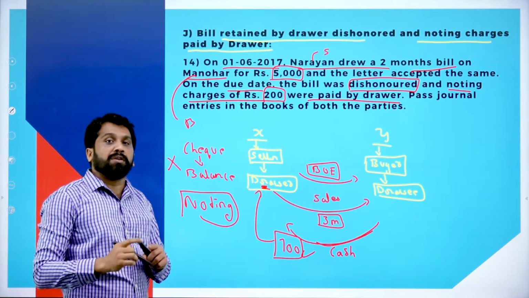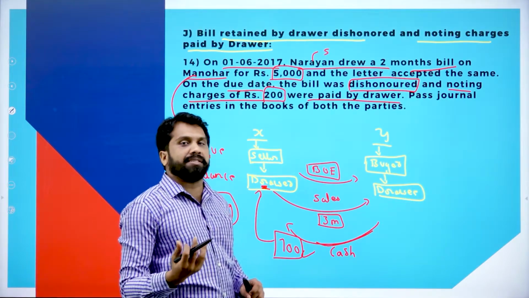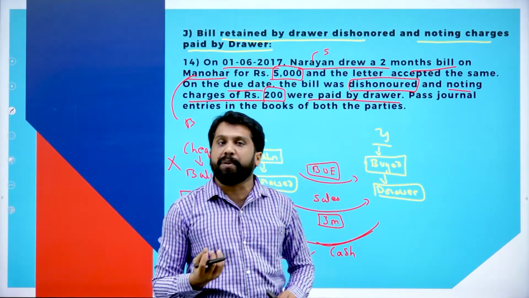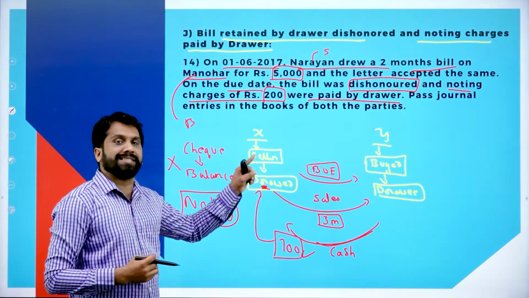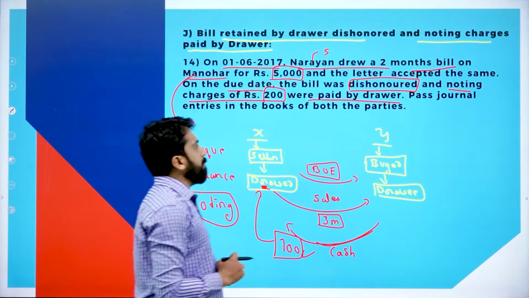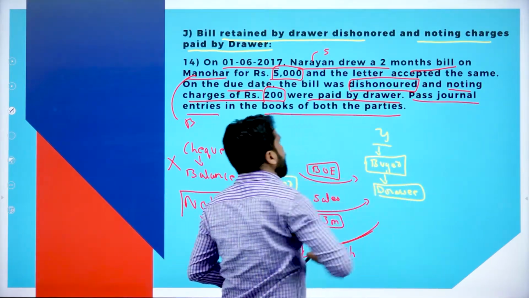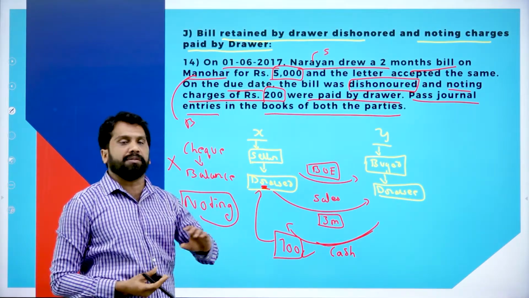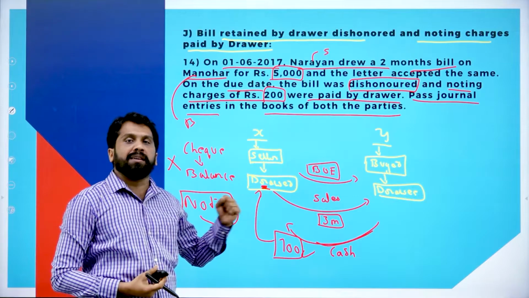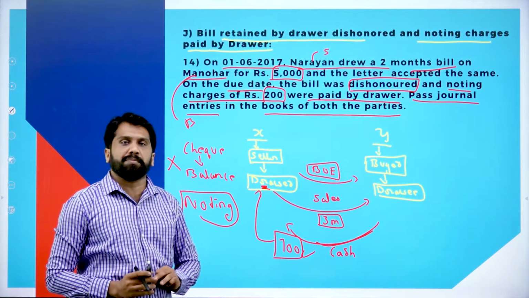As I told you, who is the drawer? Drawer means seller. Whatever charges happen for non-availability of balance have to be paid by whom? Drawer. The owner itself has to pay. Now, pass journal entries in the books of both the parties. You need not do complete journal entries. Just do the collection of bills receivable and what happened to that bills receivable. That much only you have to pass.